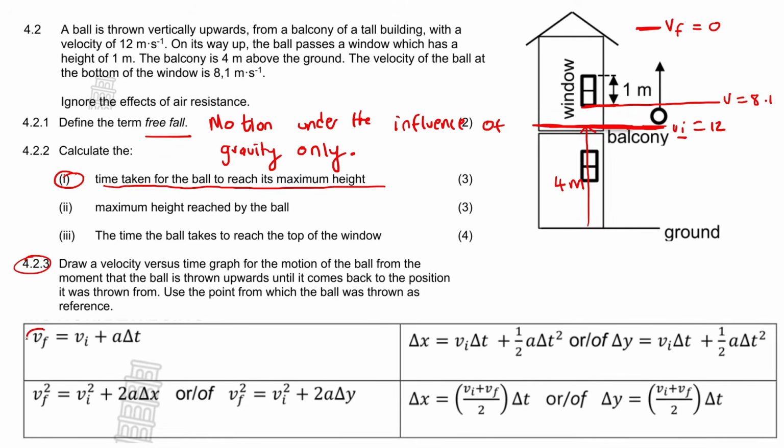So I definitely think this will be the most straightforward equation. So I'm going to say VF equals VI plus a delta t. So that's the first step. Write your formula. Second step, choose a direction. I'll choose upwards as positive. Okay, you can choose down as positive as well. There's nothing wrong with that. So the final velocity is 0. The initial velocity is 12.